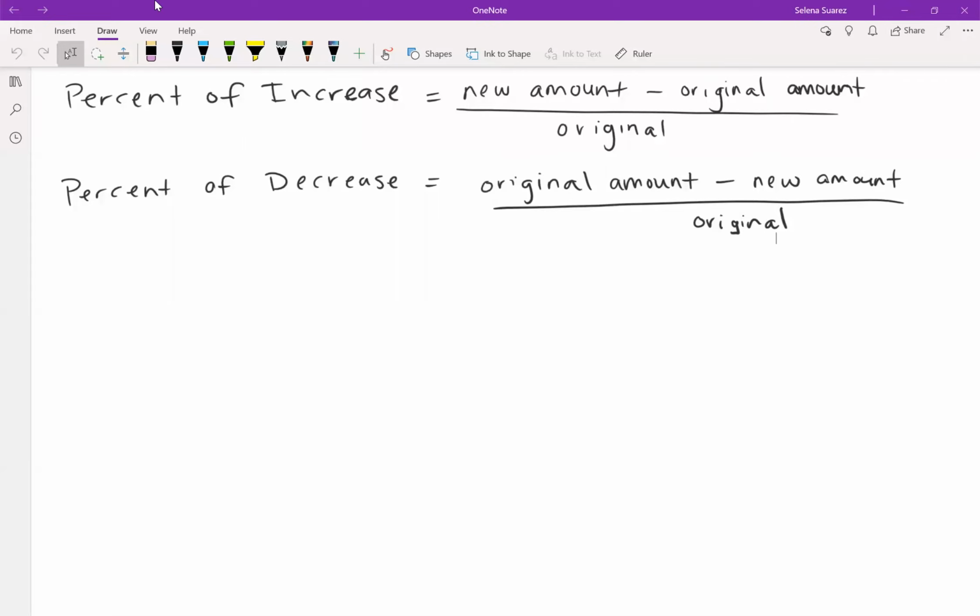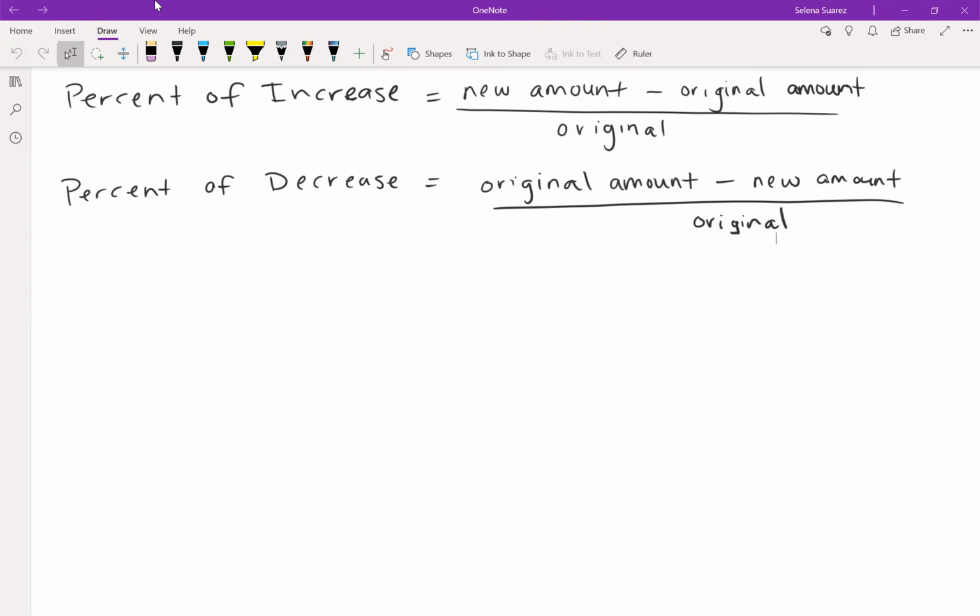Hi guys. So I'm going to be making a video on percent of increase and percent of decrease. Okay. So I already wrote down the two formulas that you guys are going to be using. So I would say to just pause the video and then copy these two formulas down in your math journal and have them as a reference.